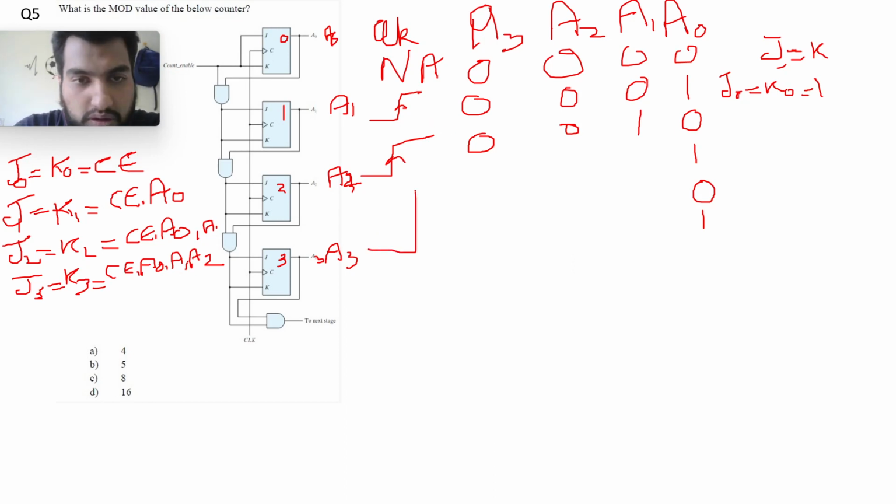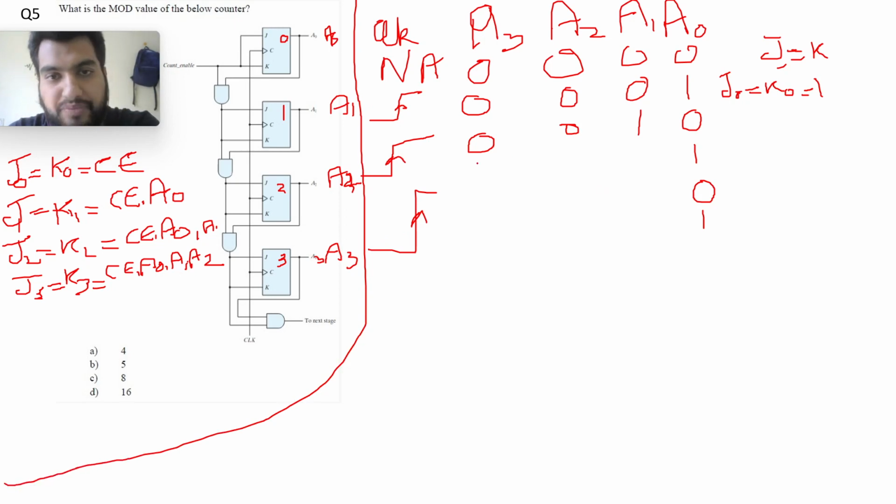Now clock cycle here, A3. Let me just use this thing, maybe some people might get confused. Now I am at clock cycle 3, so my output A0 will go to 1 because it's toggling. My J1 is equal to K1 equal to C dot A0, so it will be 0, 0.